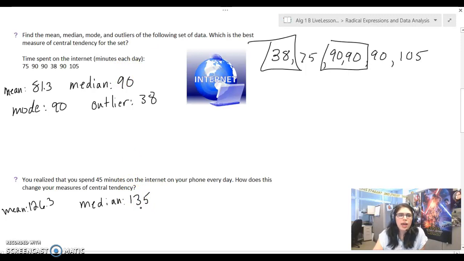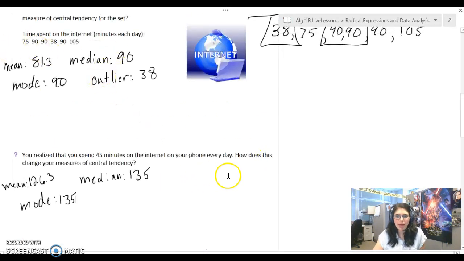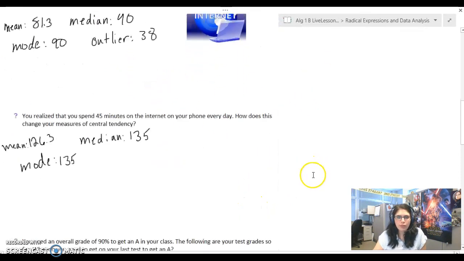And what you'll find is that when you calculate all of these, you're adding 45 to these 390s, so that's going to be another 135. So all of these values are just going to increase by 45. So if you have a data set and then you add something to all of those numbers, you're going to end up with all of those measures of central tendency just increasing by that value. So that's a rule that you can use in general. And the outlier is also going to be, you're going to add 45 minutes to that as well.